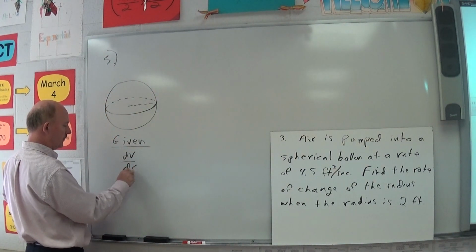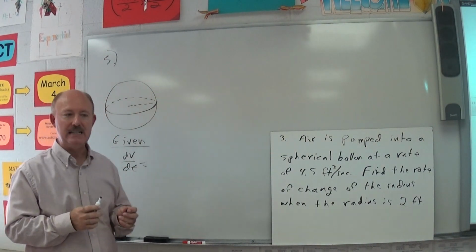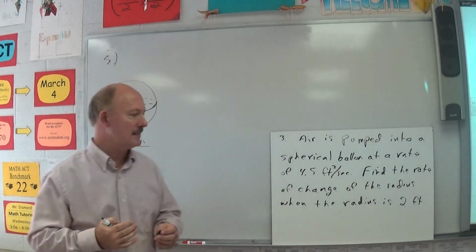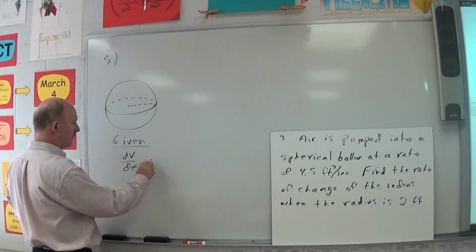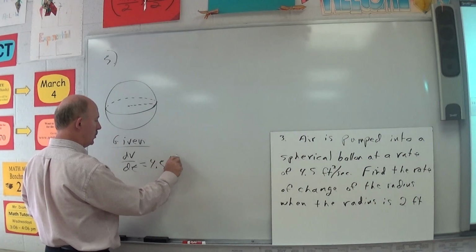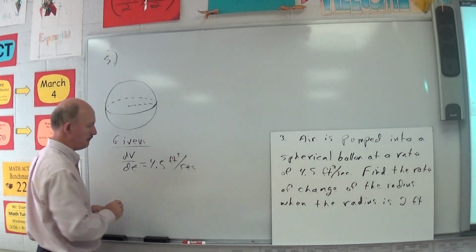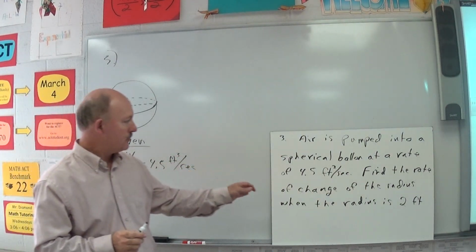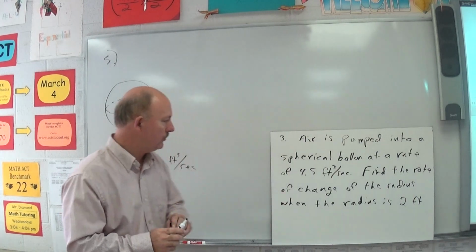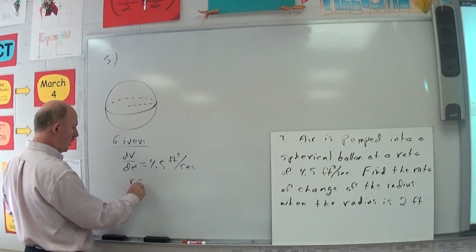So they're giving us dV over dt. The rate of change of the volume with respect to time is 4.5 cubic feet per second. Find the rate of change of the radius when the radius is 2 feet. So they're also telling us that r is equal to 2.